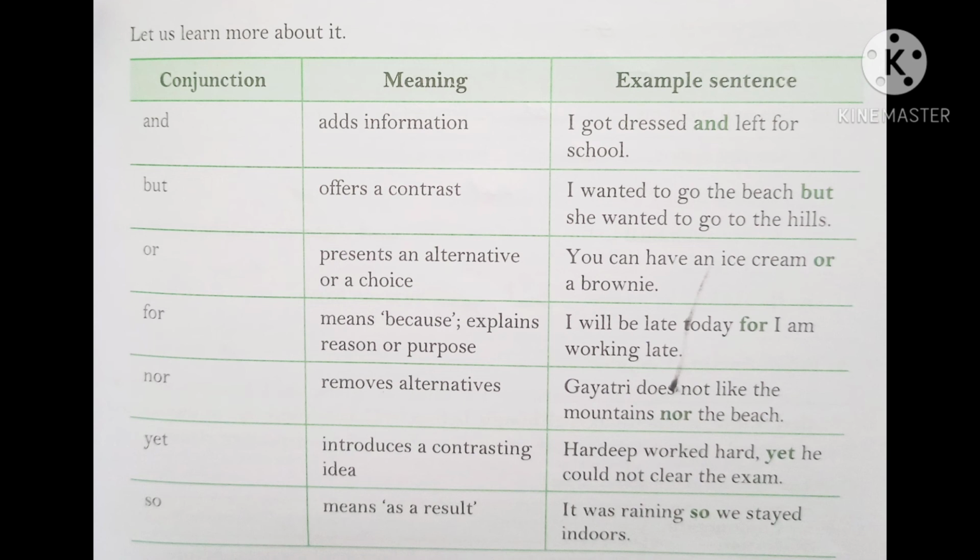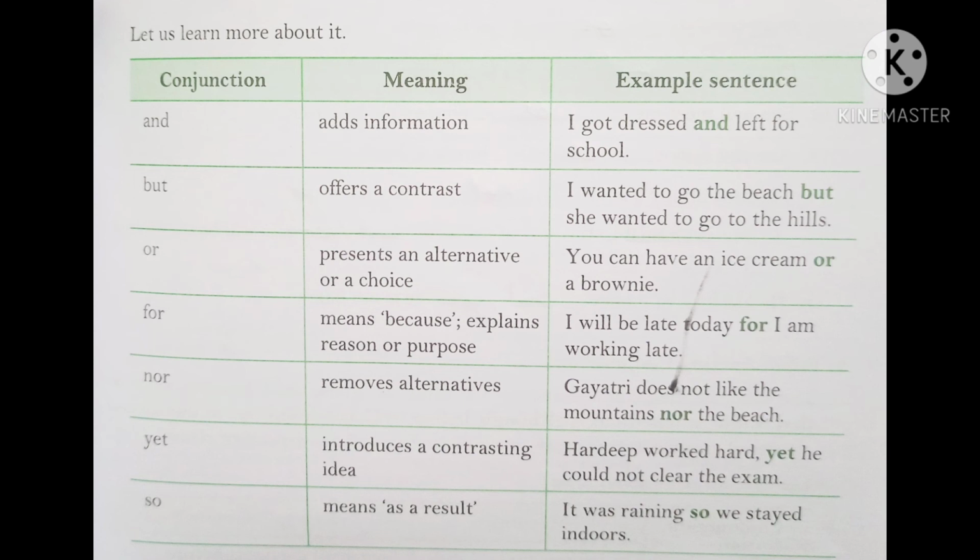But offers a contrast. I wanted to go to the beach, but she wanted to go to the hills. We are talking about two different things. Contrast, so use but here. Or is used to present a choice, an alternative. You can have an ice cream or a brownie. For is used as because to explain reason or purpose. I'll be late today for I am working late.